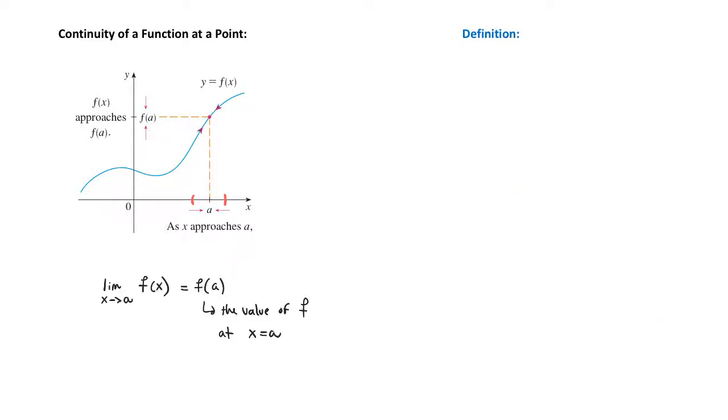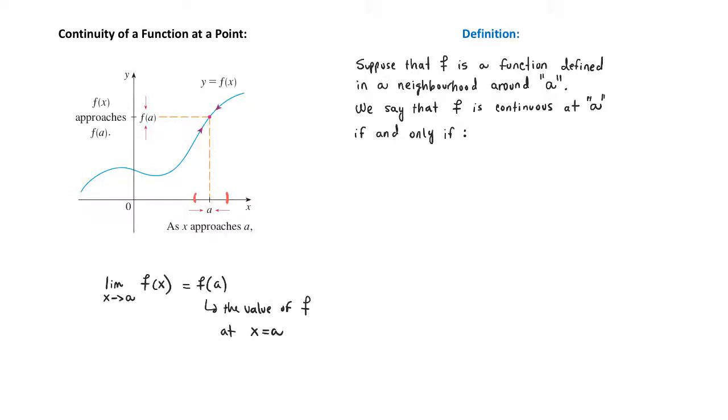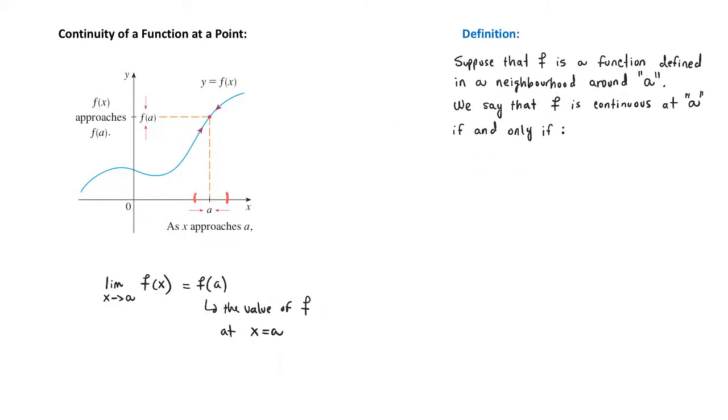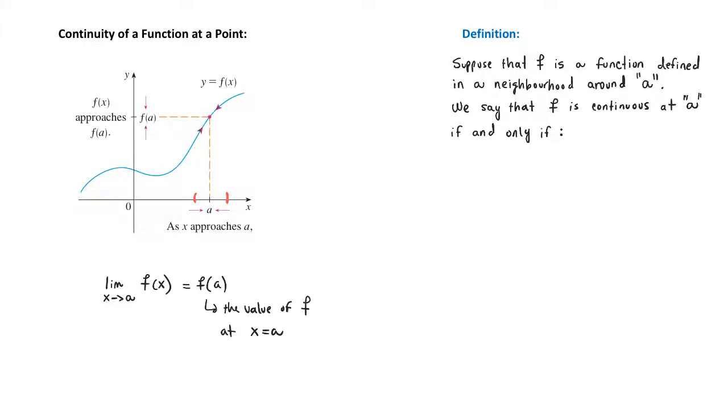So now that we have a better intuition about continuity of a function involving limits, let's go ahead now and state the formal definition. I always like to have the formal statement. I already started with the preliminary conditions. It says here, suppose that f is a function defined in a neighborhood around a.